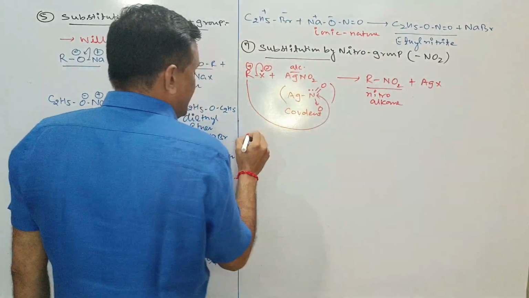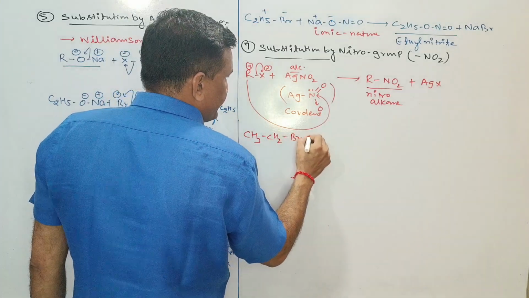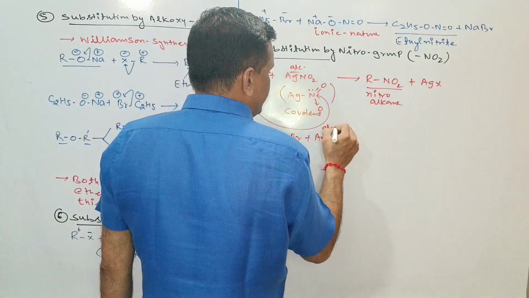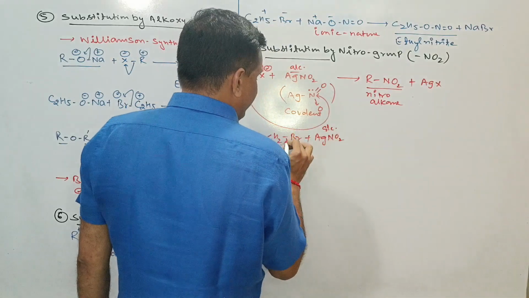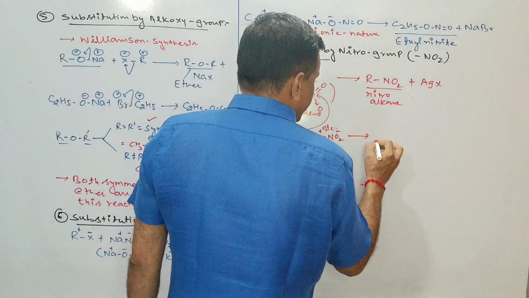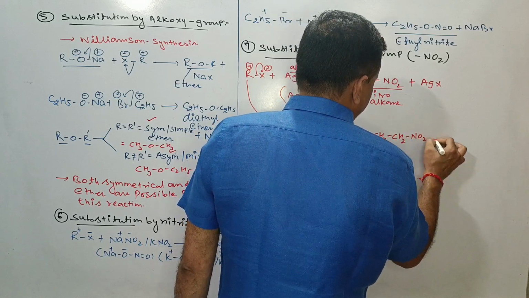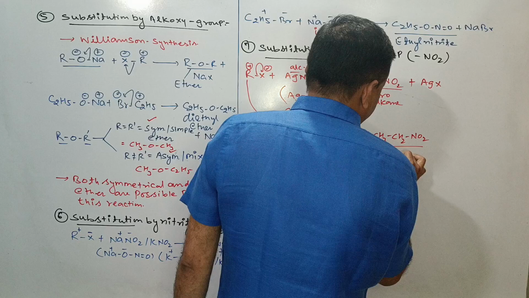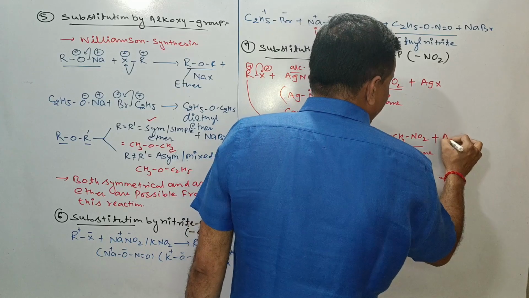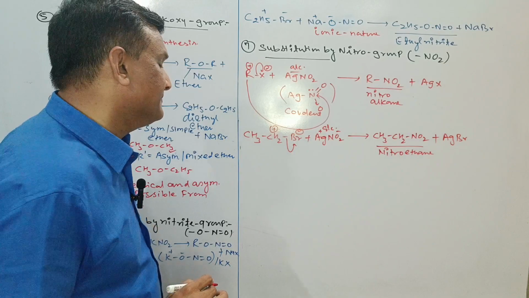If R equals CH3CH2, with Br, and AgNO2 alcoholic, the attack will be as follows, with plus and minus. There will be formation of CH3CH2NO2, which is called nitroethane, and the rest is AgBr. This was about the formation of nitroalkane, nitroethane.